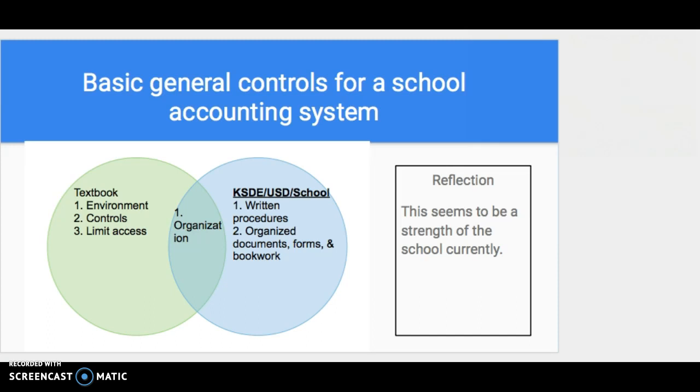The limiting access. I think in every school district things are locked up pretty strongly, where only certain people have keys to where the money is and where the checks are and that type of thing. We've already talked about the controls that are in place.